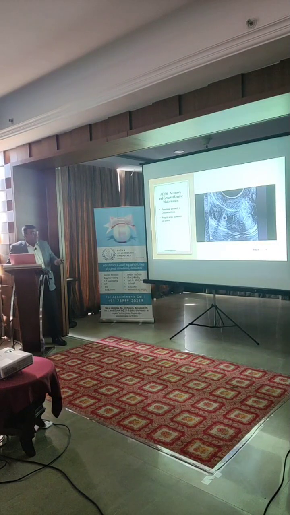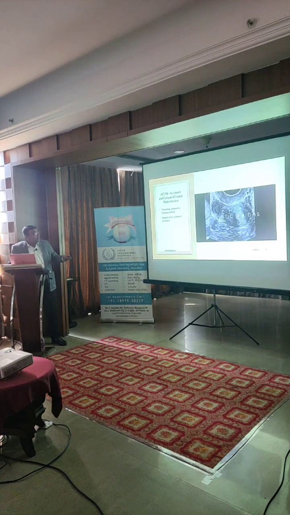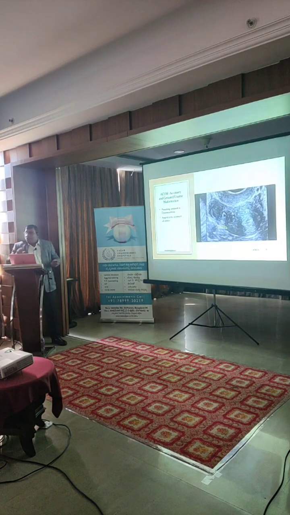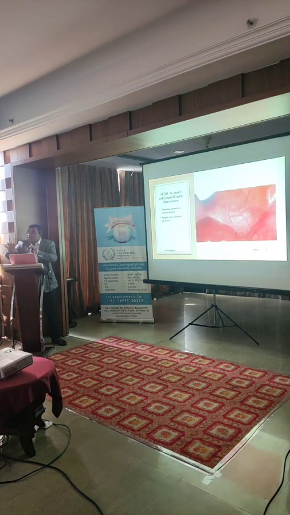This was another lady who came with primary infertility. Her complaint was basically dysmenorrhea, and then when the scan was done, it showed 2 cystic lesions, and this is the endometrium. So the lesions were adjacent, almost like wherever the round ligament is. So the lateral part of the uterus.